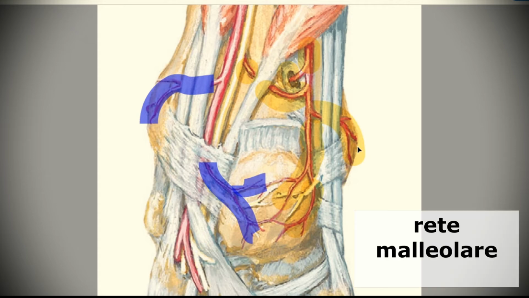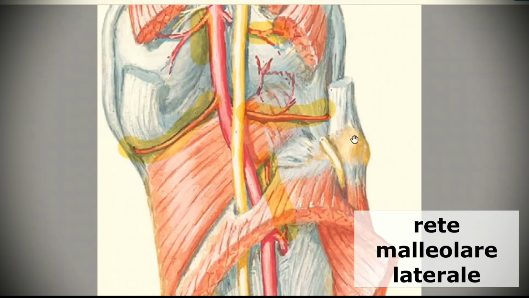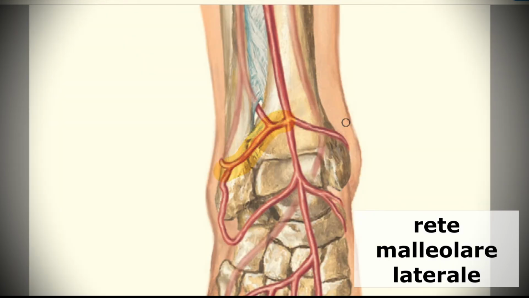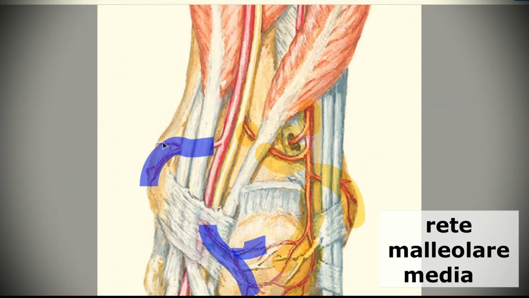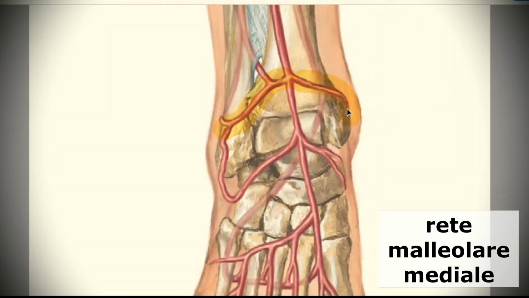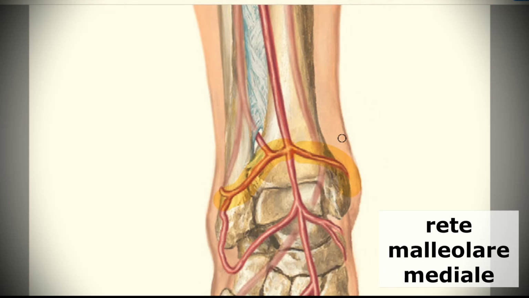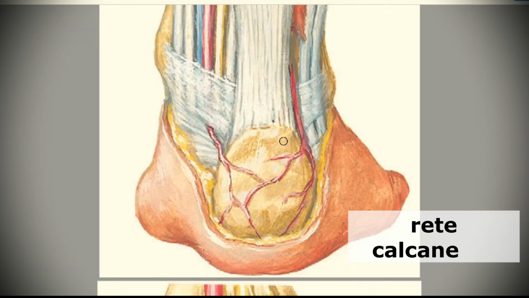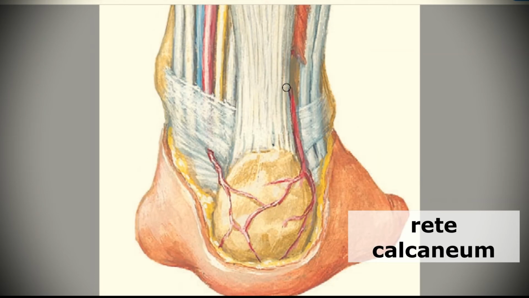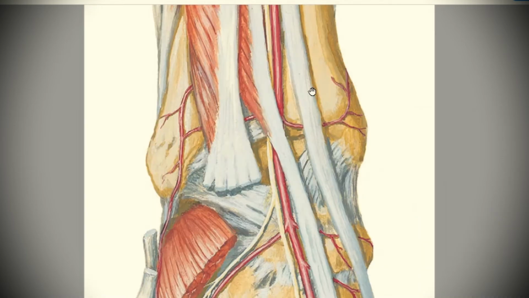Rete malleoli lateralis will be created by ramus malleolaris lateralis posterior from arteria fibularis and ramus malleolaris anterior from tibialis anterior. Rete malleoli medialis will be created by ramus malleolaris medialis posterior from posterior tibial artery and ramus malleolaris medialis anterior from tibialis anterior artery. And rete calcanei will be created by ramus calcaneus lateralis from arteria fibularis and ramus calcaneus medialis from arteria tibialis posterior.